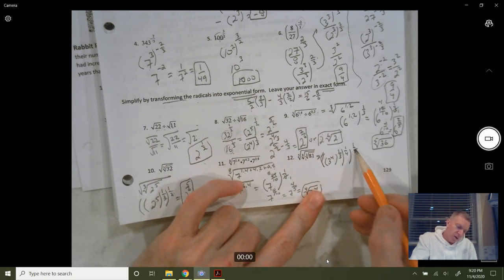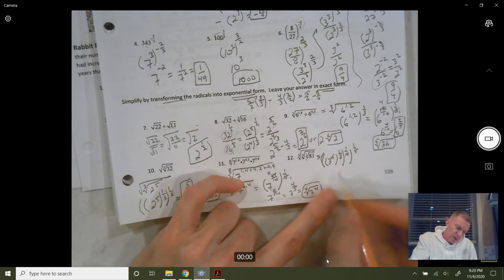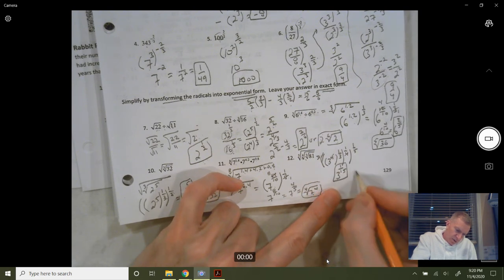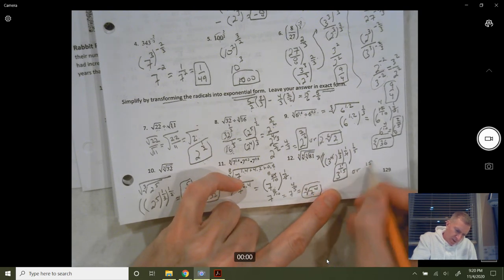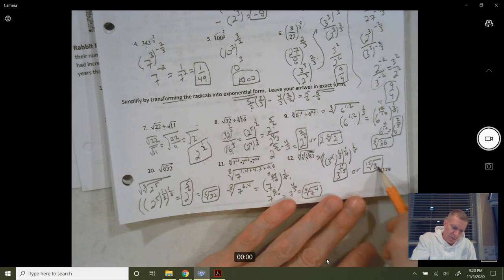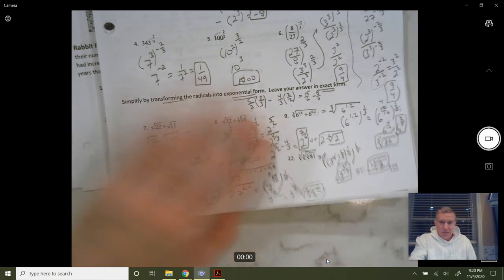We'll multiply all of these. 4 cancels with this 4. So we've got 3 to the 1 over 15, or the 15th root of 3. Remember what that means: what number multiplied by itself 15 times over gives me 3? Okay. All right. And that's really the lesson for today.